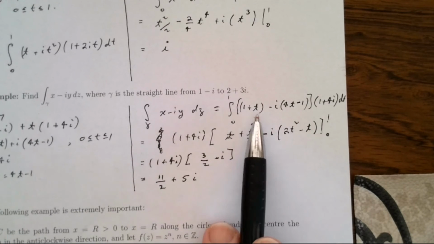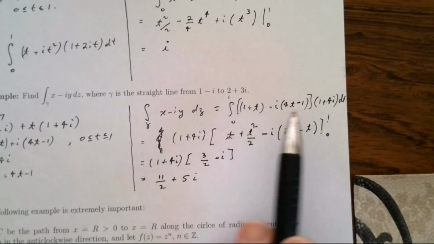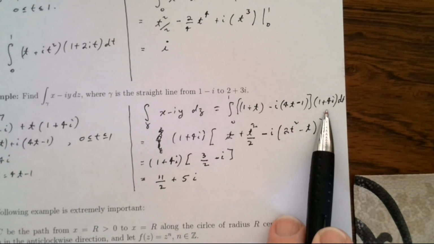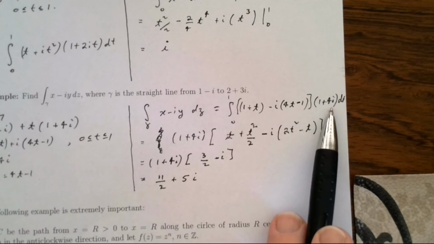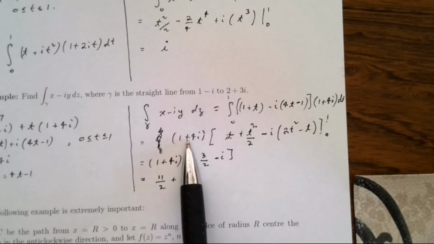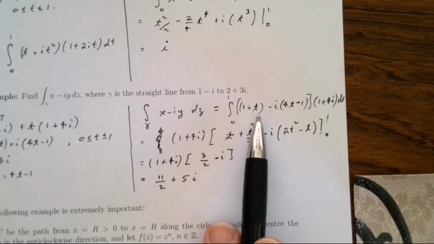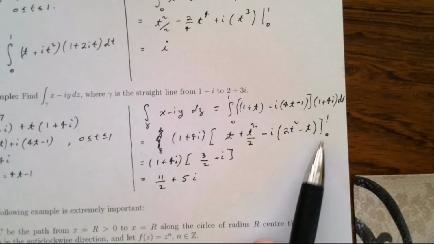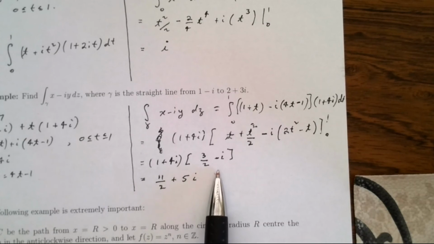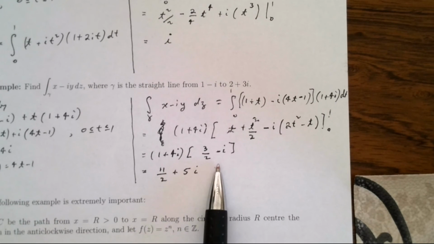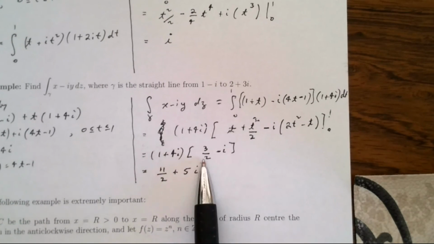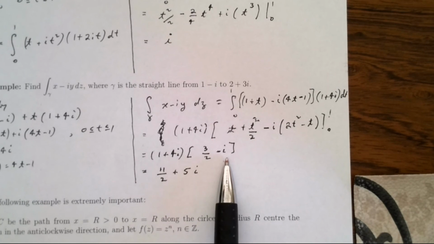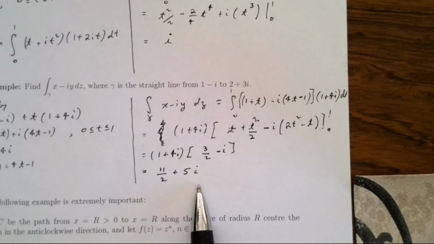I have x minus iy, and then we multiply by gamma dashed. What I did here was, that's a constant, so I just took it out, and I integrated everything term by term from 0 to 1. Put in the endpoints and subtract. This comes out, it's easy to see. We get 1 plus a half, that's 3 halves, and then minus i, and then multiplying this out, we get 11 halves plus 5i.